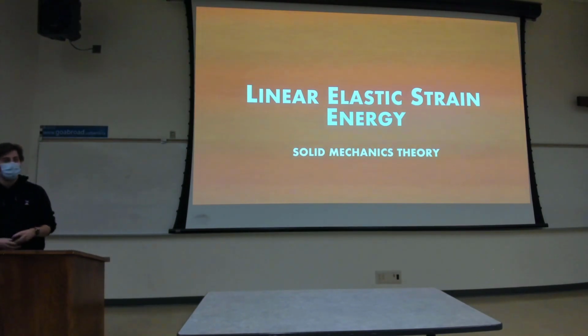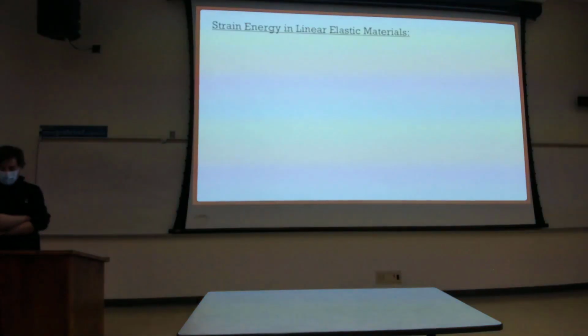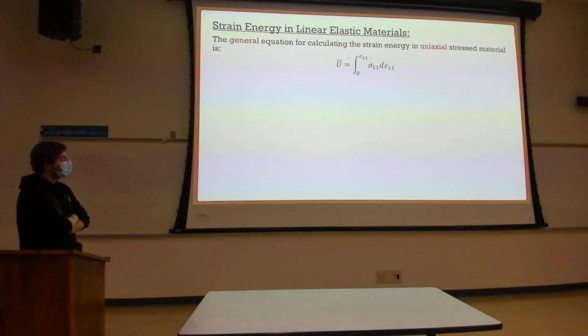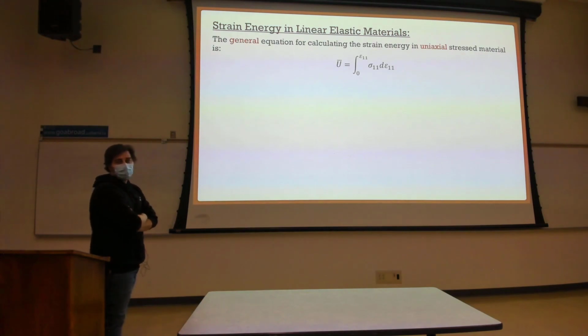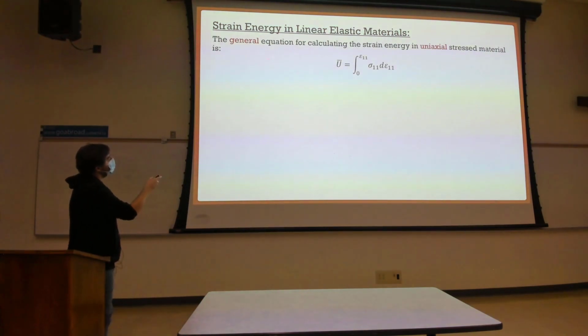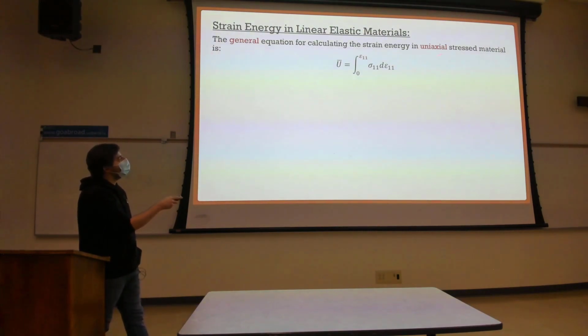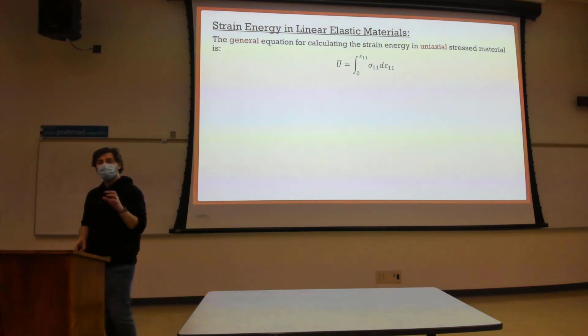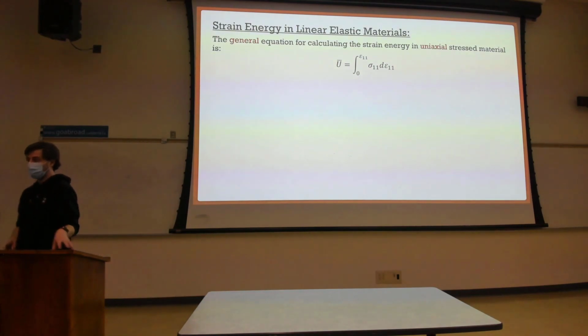So we're basically determining what that is. Strain energy in linear elastic materials. We've already talked about it, but I haven't given you the formal definition. The general equation, and the key here is general, for calculating strain energy in a uniaxially stressed material is the integral from 0 to epsilon 1,1 of sigma 1,1 with respect to epsilon 1,1. Now the key here is this is the general formula.